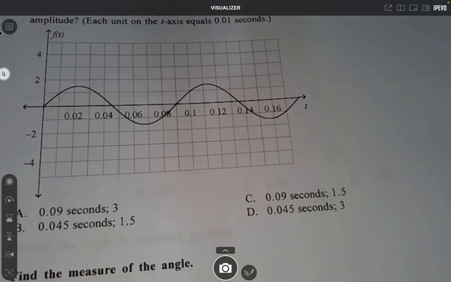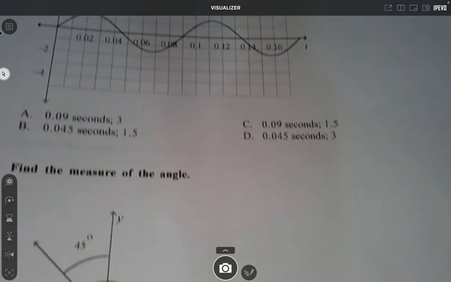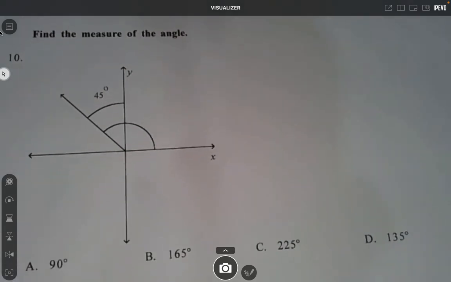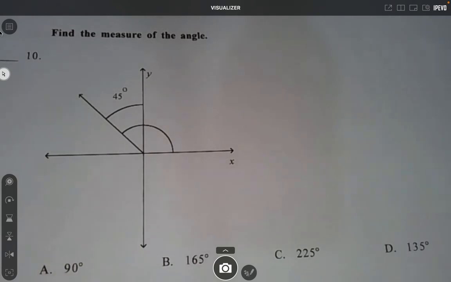Okay. Now, number 10. Turn that dang arrow off. I'll turn it back on in a minute. Number 10, it just wants to know the measure of this entire angle. From here all the way to here. Well, they tell us this little piece right here is what? 45. What's this piece? 90. So what's the whole thing? 45 plus 90. The whole thing would be 135. Does that make sense? Yes, ma'am.